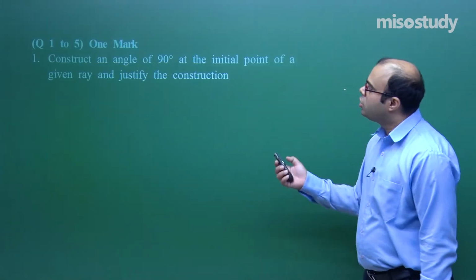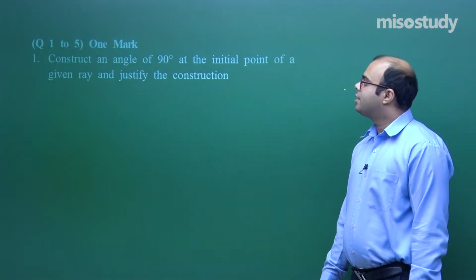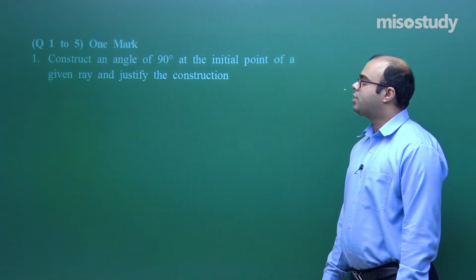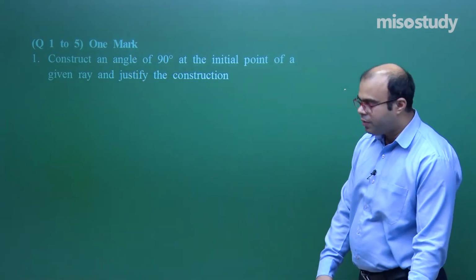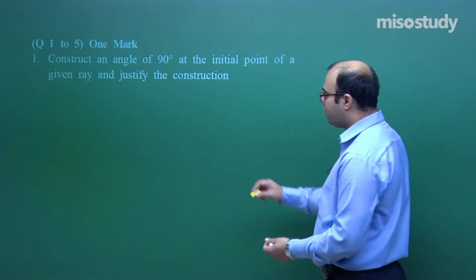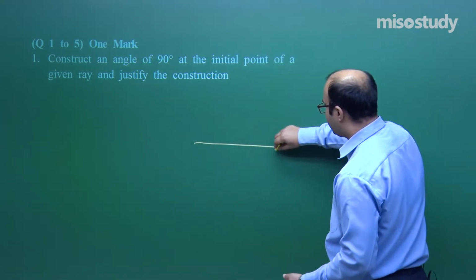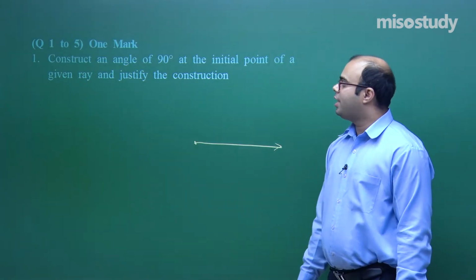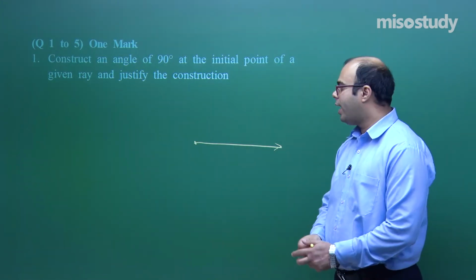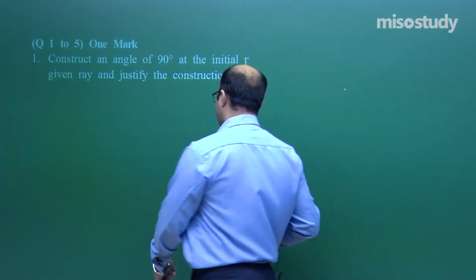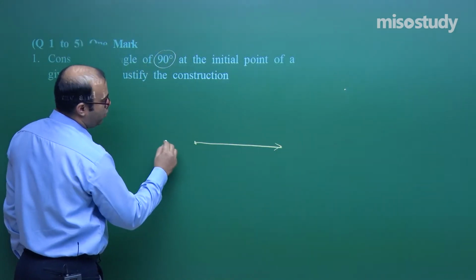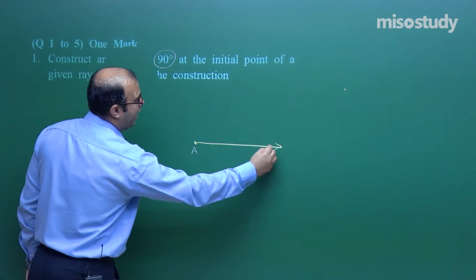So the first question is of 1 mark. It says construct an angle of 90 degree at the initial point of a given ray and justify the construction. So we have a given ray over here, and there is an initial point of this given ray. This is the initial point, and we have to measure an angle 90 degree. How do we do that? Let us take this angle 90 degree we have to measure. So this is A, this is the ray AX.